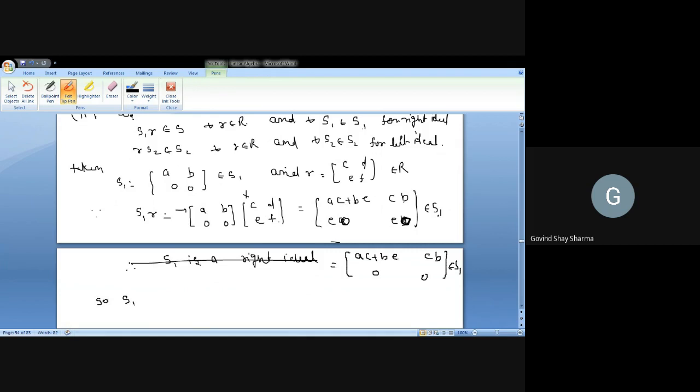So S1 is... Actually, we take the element of S1, A B 0 0, and R as C D E F, then multiply. This is also an element of S1 type. So it belongs to S1, with AC plus B always an integer. This comes out as an integer value and CB is an integer value. So the product of this is also an integer value and belongs to S1.